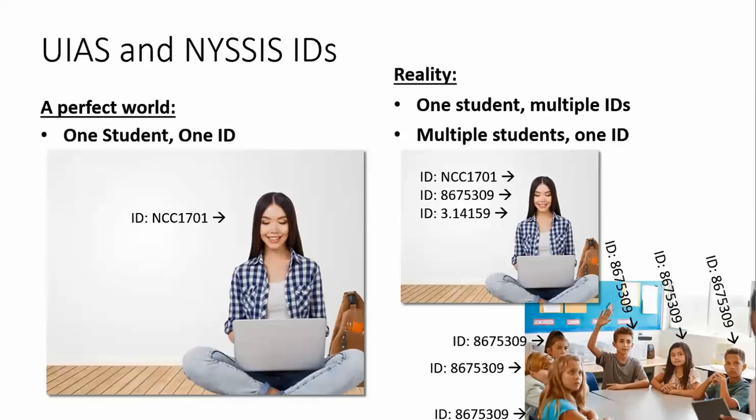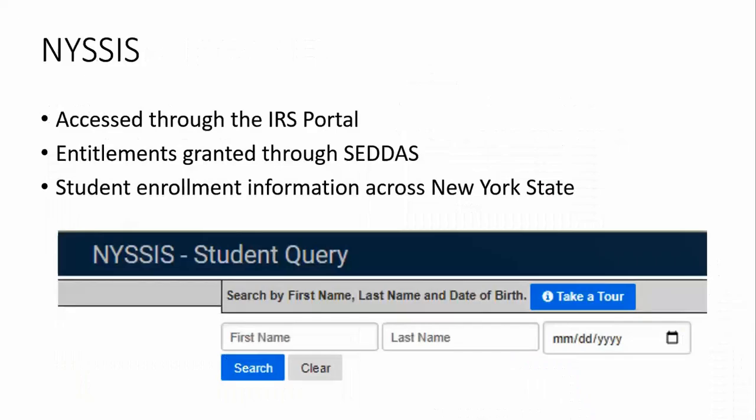A couple of years ago, they implemented a new search feature within the NYSES system. It is accessed through the IRS portal. Entitlements are granted through CEDOS, and it will show you student enrollment from across New York State.